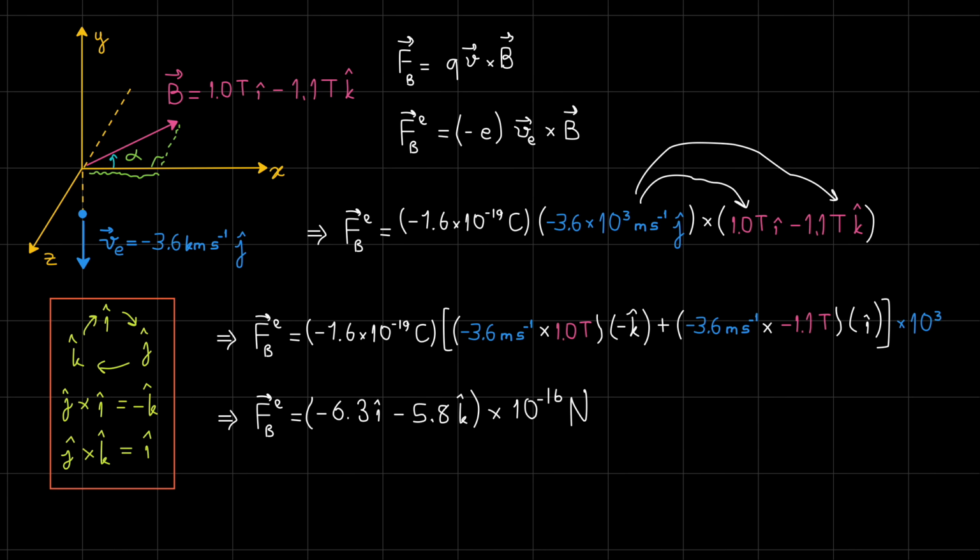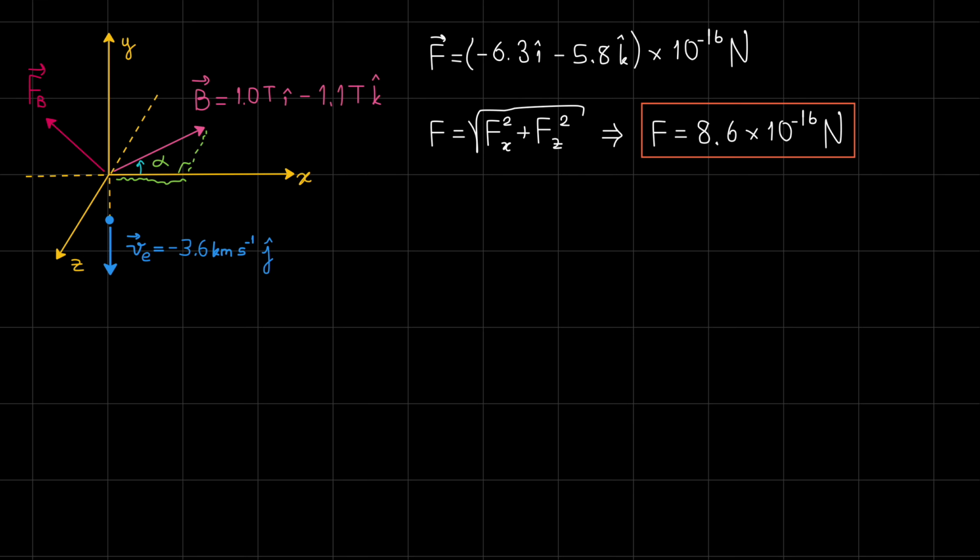And here's what we get when we do the numerical calculation. So the force vector acting on the electron at this moment is on the xz plane. It has a negative x component and a negative z component. Next, let's go ahead and find the magnitude of this vector and its direction angle.